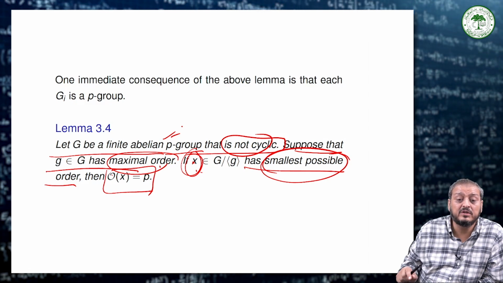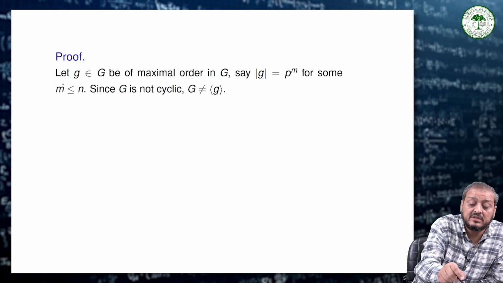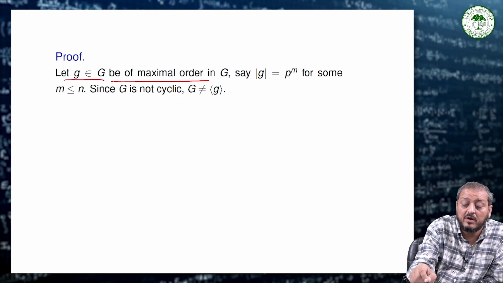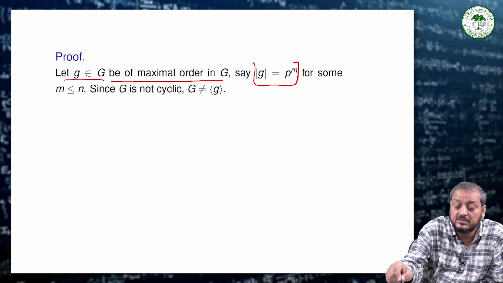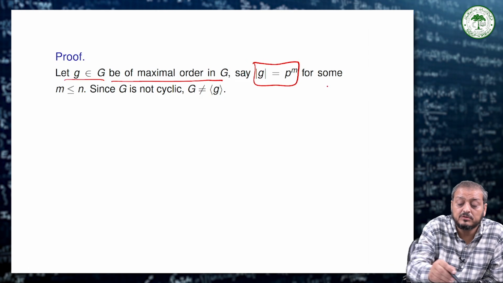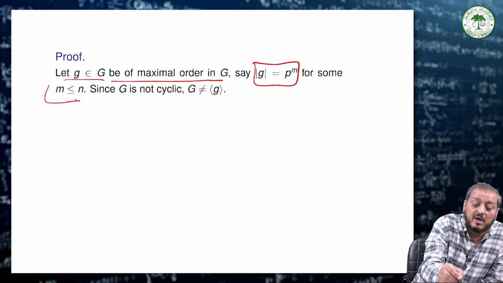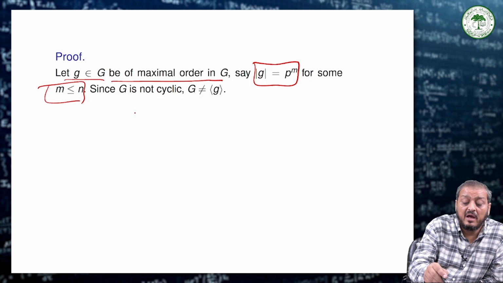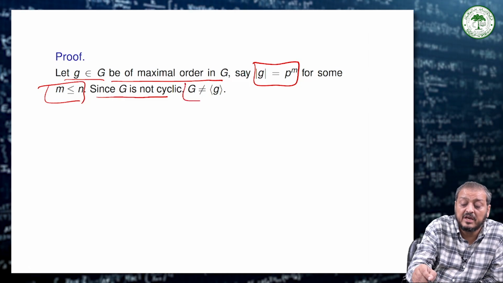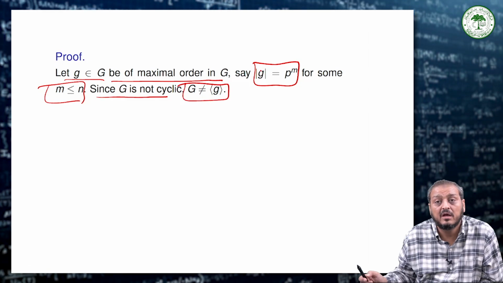So now we have to prove this. Let G be an element of maximal order in G. So this means the order of G is equal to some P to the power m, with m less than or equal to n. Since G is not cyclic, G cannot be generated by this element.